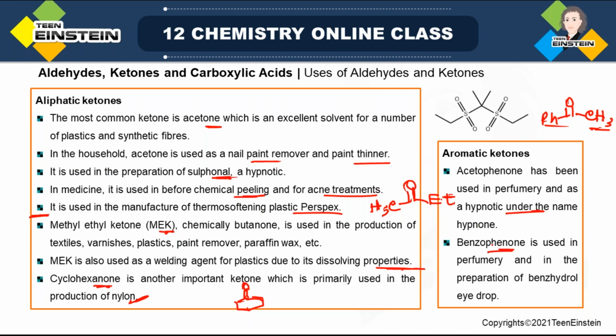Benzophenone, PhCOPh. This compound is used in perfumery again and in the preparation of benzhydrol. So these are the uses of different types of aldehydes and ketones.